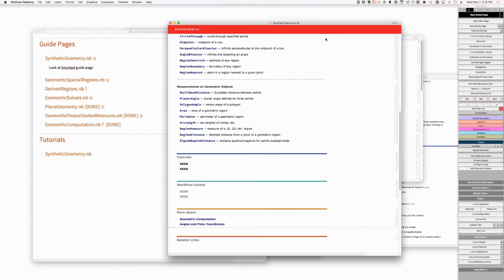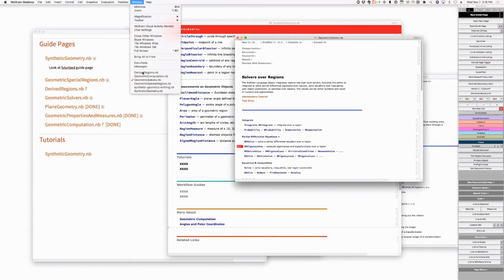Okay, geometric special regions. That's otherwise known as geometric. Okay, where was that? It's got the wrong name. It's something else that should get fixed. Okay. Did you get that? Yeah.